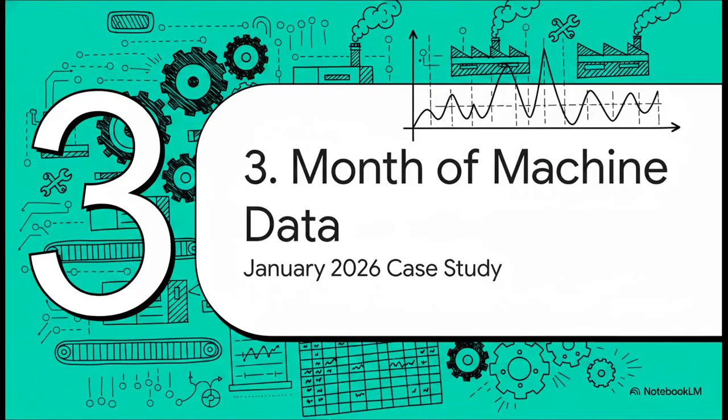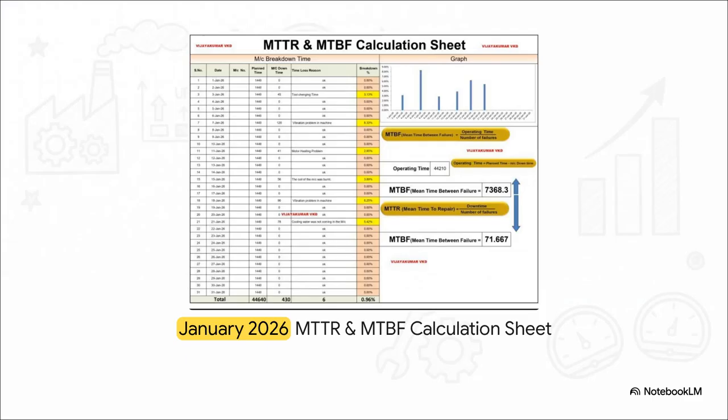Which brings us to section 3, a month of machine data, focusing on our January 2026 case study. You know, theory is great and all, but actual production spreadsheets, that's where we find the truth. What we have here is a calculation sheet tracking a single machine's performance over 31 days in January 2026. Each row is a single day. And if you notice, the planned time lists 1,440 minutes for every single day of the month. That translates to exactly 24 hours.